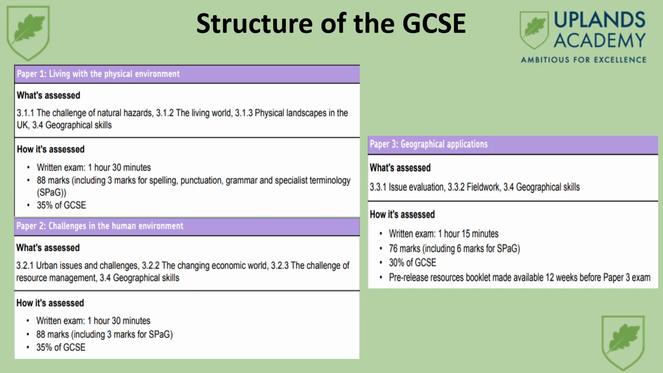Then we have paper 2, which is challenges in the human environment, and then paper 3, which is your geographical applications. Paper 1 and paper 2 are based around topics that we teach you within the lesson, whereas paper 3 works slightly differently. So paper 3 is 30% of the GCSE, so it's worth slightly less weighting than the other 2 papers. However, for this paper, we do have a pre-release resource. This is given to us 12 weeks before the exam, and that allows us time to go through that in the lessons and really understand some of the problems that are being discussed, because it's a selection of articles, and then the students will take those into the exam with a full understanding of that information before they then have to answer questions around that.